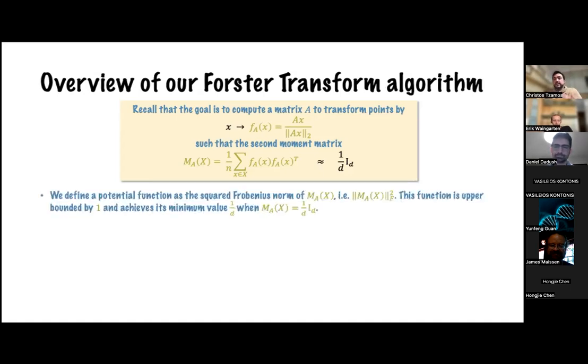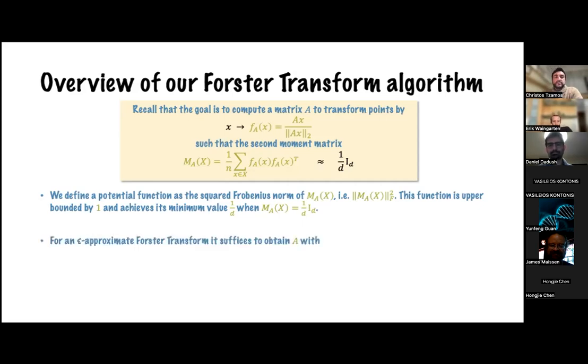So how do we analyze this? The key part of our algorithm is defining a potential function, or a loss function, like in machine learning, that we constantly improve as our algorithm progresses. This function is the squared Frobenius norm of the second moment matrix in our current transformation. That is just the sum of the squares of all the entries of the matrix. What's nice about this function is that it is upper bounded by one, and it achieves its minimum value of 1/d when you solve the problem exactly, when your second moment matrix is 1/d times the identity.